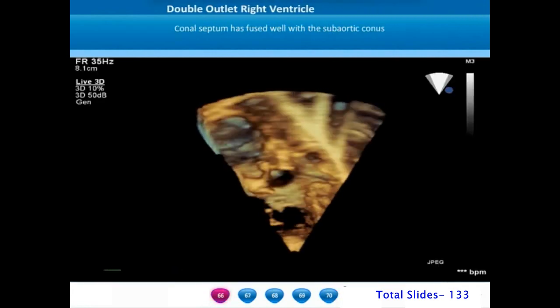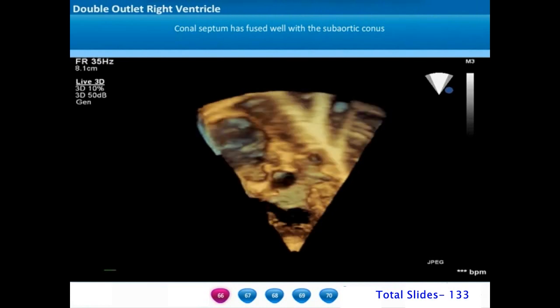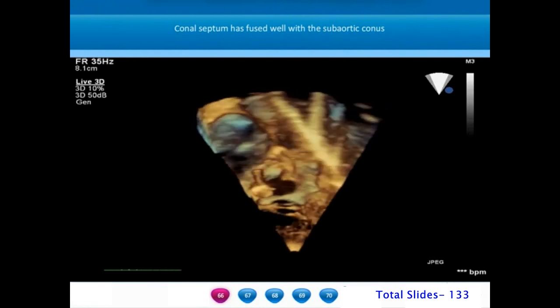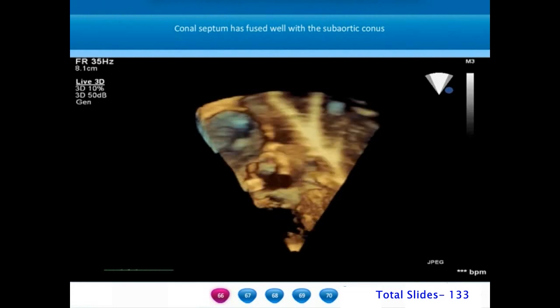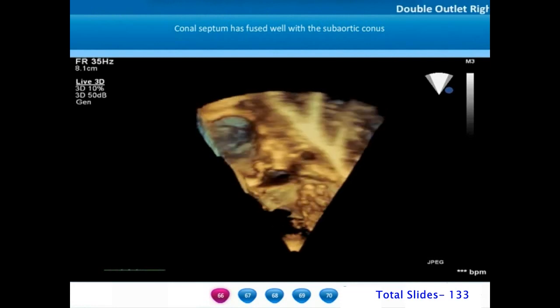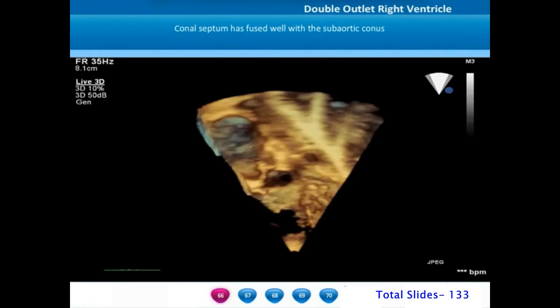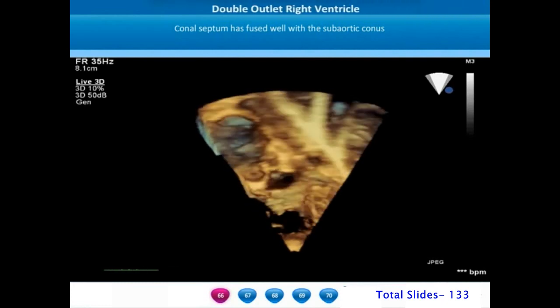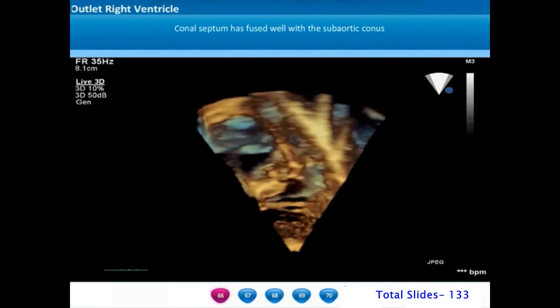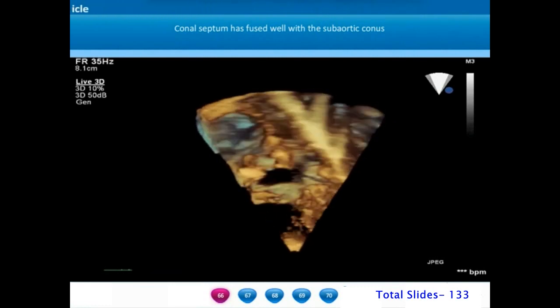This 3D view clearly shows the aortic valve leaflets and the aortic root. Even though the ventricular septal defect is located immediately below the pulmonary outflow tract, we can see that with a long intraventricular tunnel, we will be able to achieve a closure of this ventricular septal defect and route the left ventricular blood towards the aortic annulus.